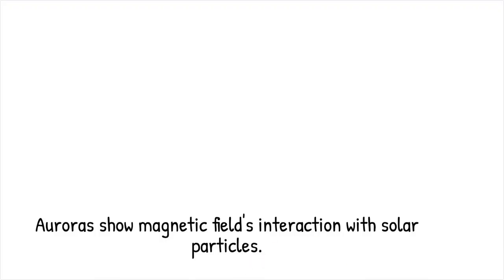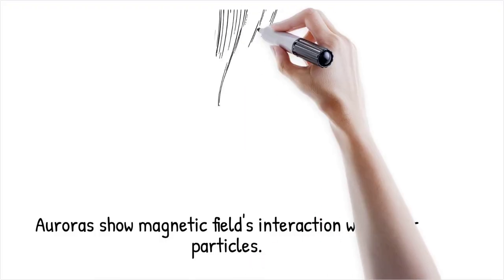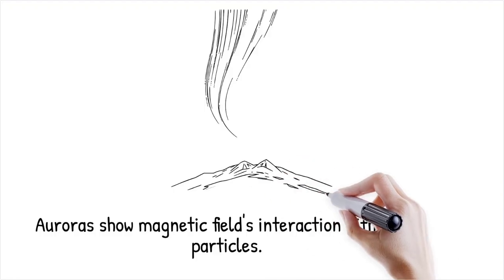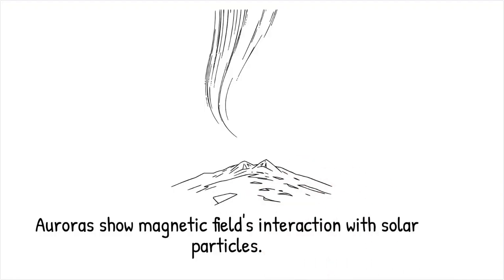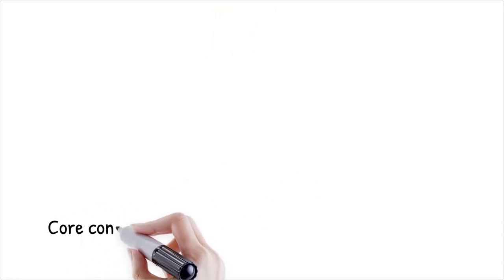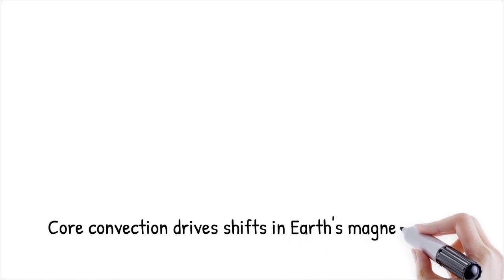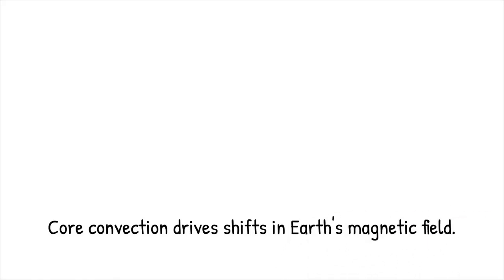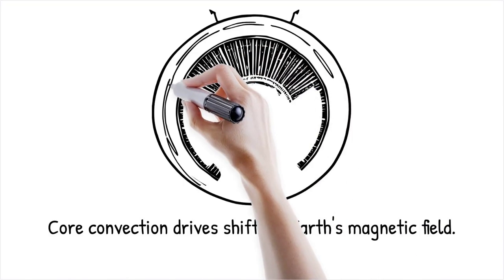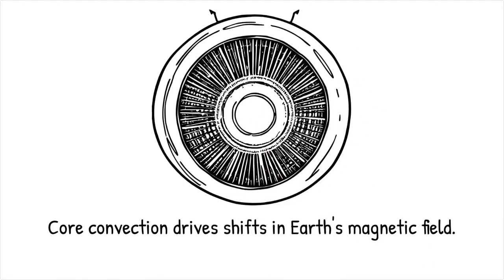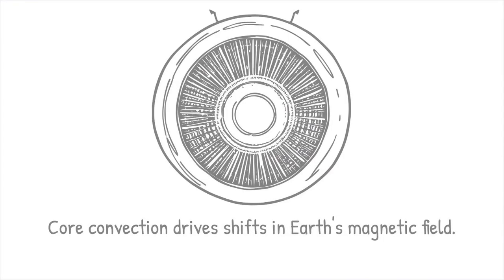The auroras at the poles, known as the northern and southern lights, result from charged solar particles interacting with the magnetic field. It is like an invisible force field surrounding a spaceship, protecting it from cosmic radiation. Heat generated from radioactive decay in the Earth's interior drives convection currents in the liquid outer core. These currents are responsible for the shifting intensity and occasional polarity reversals of the geomagnetic field.